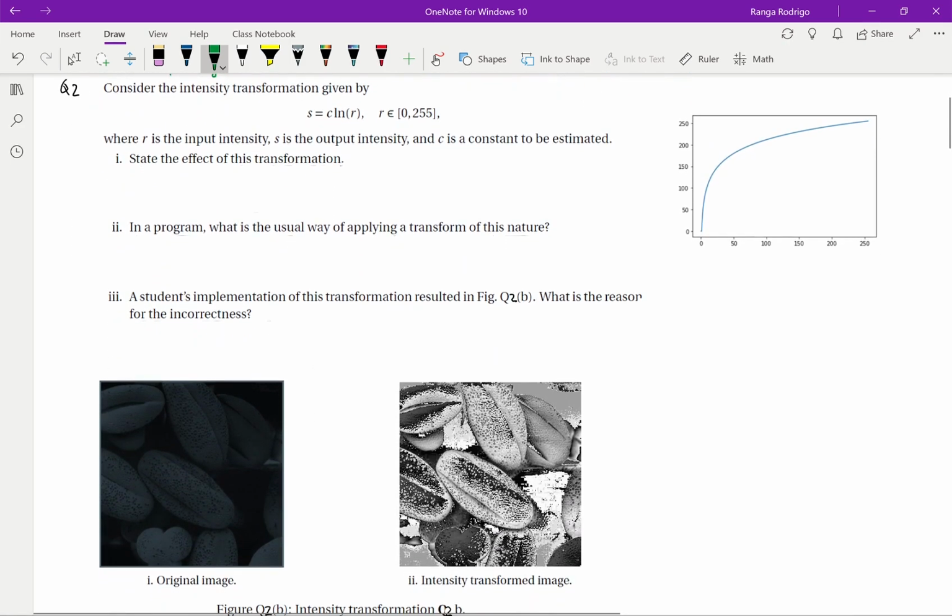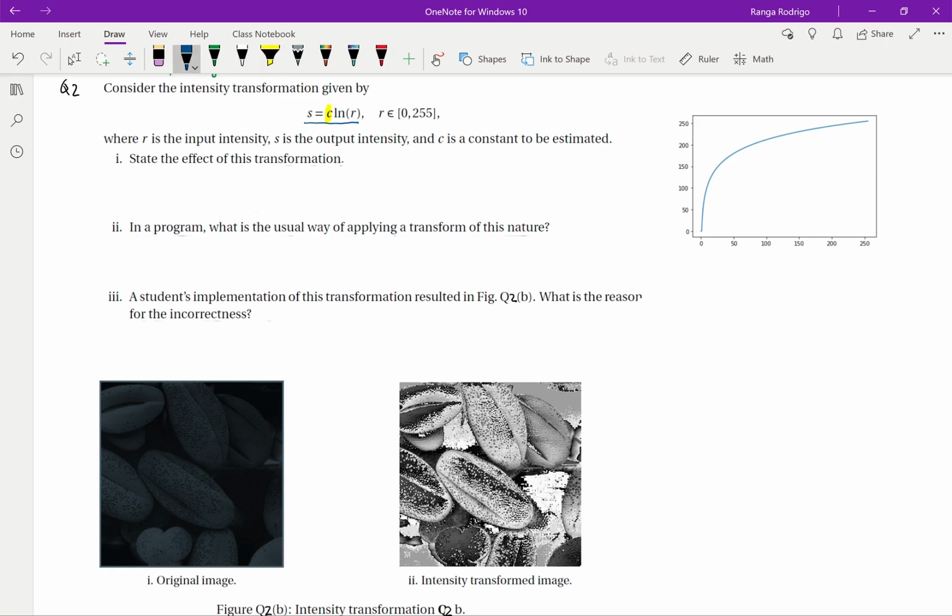So consider the intensity transformation given by S equals C times natural logarithm ln of R. R is the value of an input pixel. So R goes from 0 to 255. And S is the output intensity and C is a constant to be estimated. So C must be estimated so that we make the maximum value of S also equal to 255 so that they can be represented using 8-bit numbers. So state the effect of this transformation is the first question.